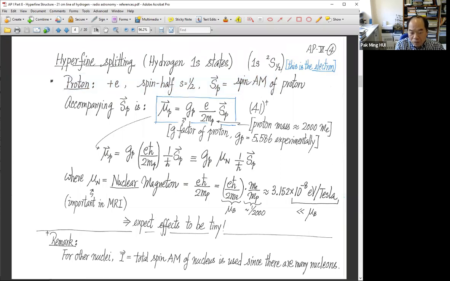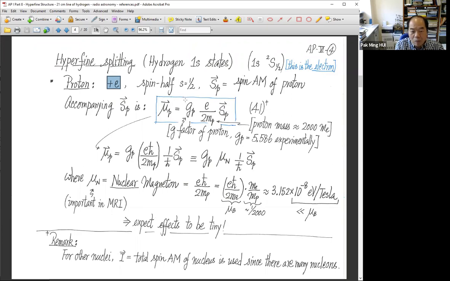A charged particle with spin is accompanied by a magnetic dipole moment. Now, this is subscript P, meaning proton magnetic dipole moment. It takes on the same quantum form, e over 2m, but now this mass is not the electron mass anymore, but the proton mass. It is proportional to the spin angular momentum without a minus sign because it is plus e. In the electron, there's a minus sign.